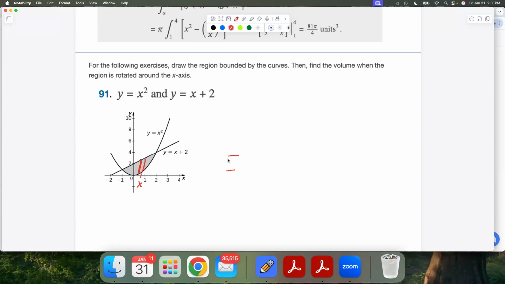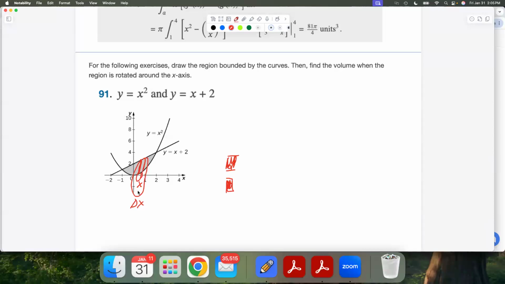So I'm going to have some washer. It's going to look like this. I'm just drawing a side view of it. I can try to draw this in. Maybe that's an okay picture. Okay, that is going to have some little thickness, delta x. That's how thick it is.